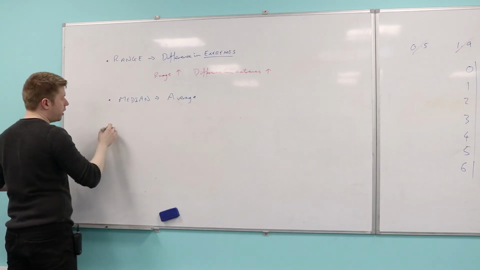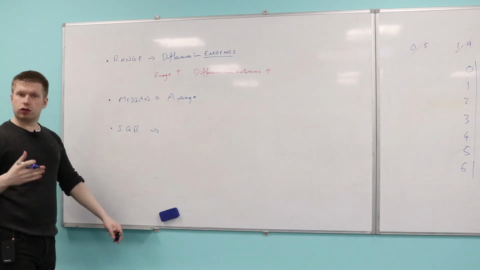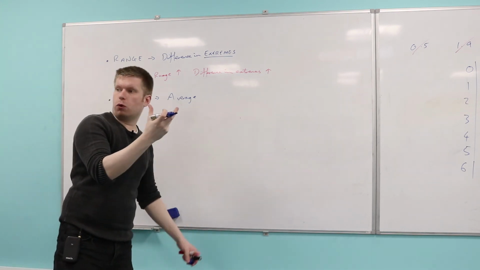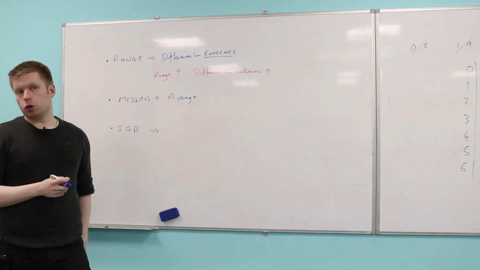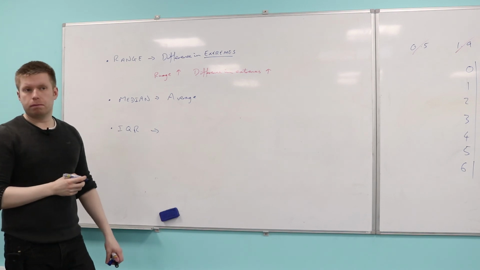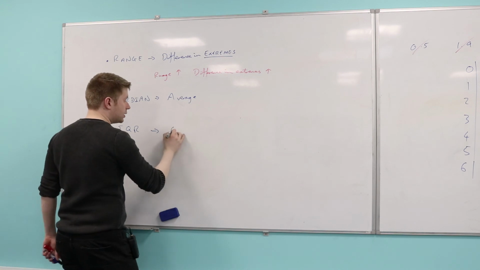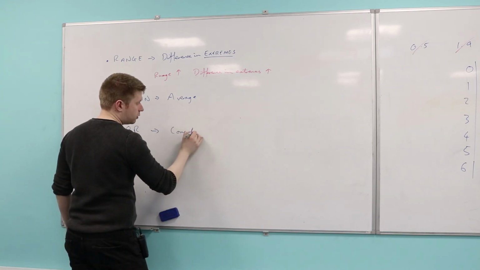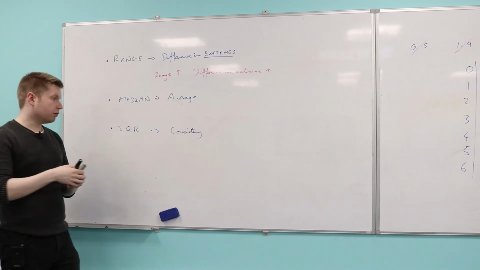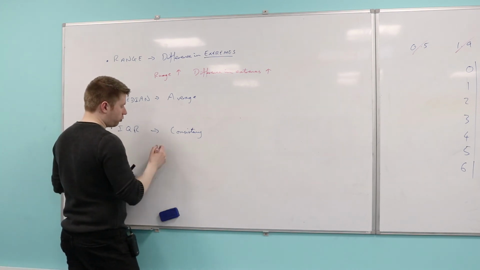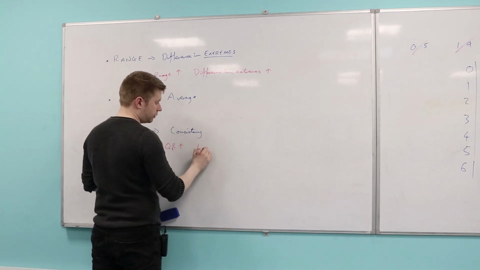Okay, and then the last one is the interquartile range, which remember is the difference in the upper quartile and the lower quartile. So upper quartile take away lower quartile, okay? What does the interquartile range tell you? Consistency. Okay, so the interquartile range tells you about the consistency of the data, right? So the higher the interquartile range, the lower the consistency.